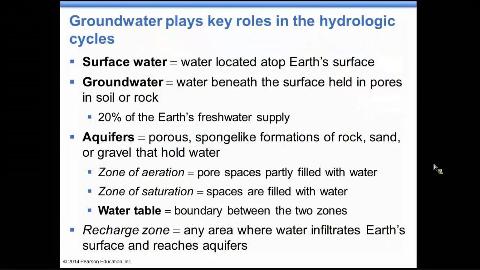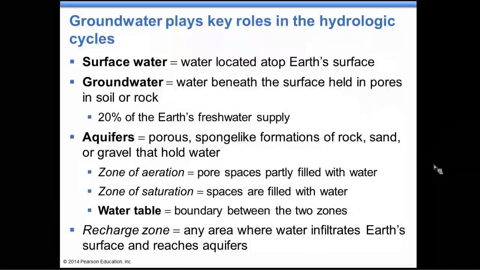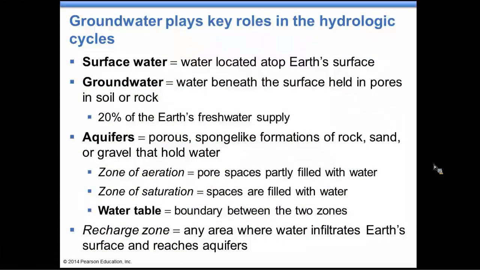Groundwater plays key roles in the hydrologic cycle. So surface water is water located on top of Earth's surface, and groundwater is the water beneath the surface, held within the pores in the soil of rocks. Those just really make sense just from the names. Groundwater is often contained within aquifers. They're porous, they're sponge-like, and they're formations of rock, sand, and gravel that hold water.